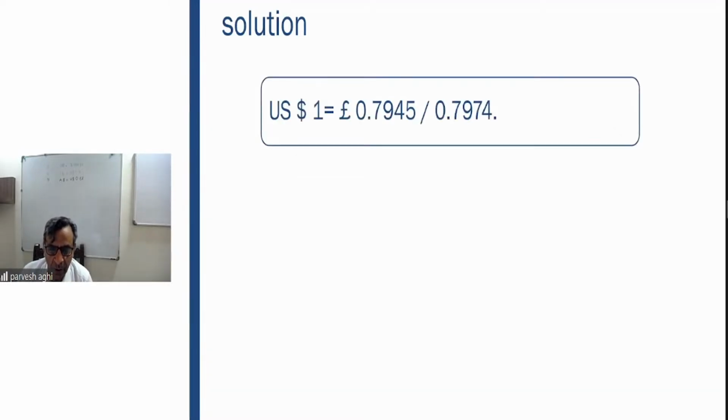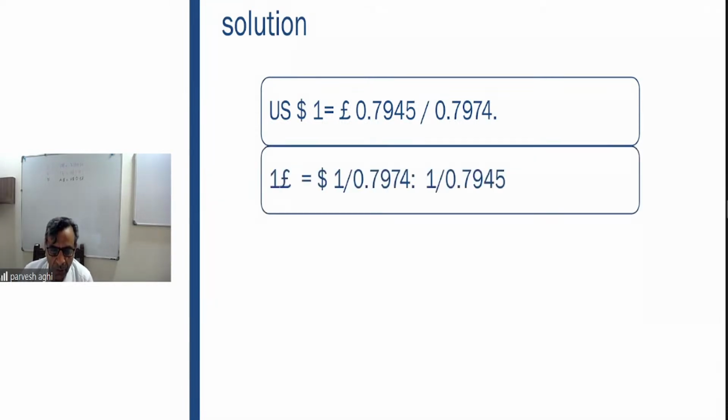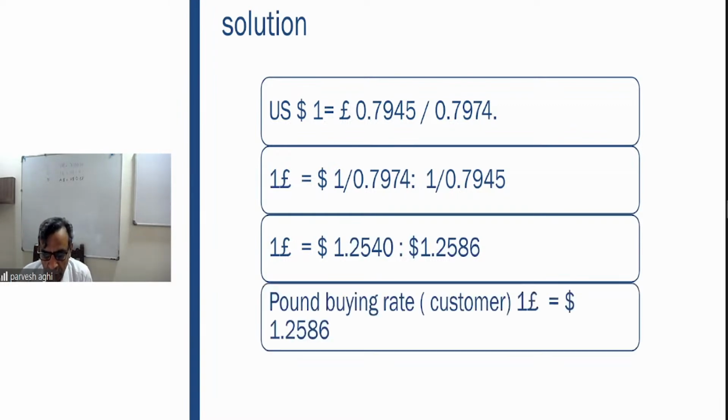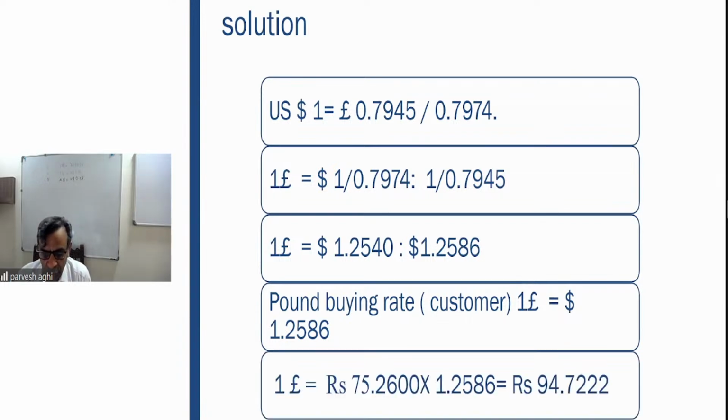Okay, then now I have dollars with me. I need to buy a pound. So I should have a pound rate, but I have got a dollar rate. So I convert the dollar rate into a pound rate. Now I know that my pound is equal to so many dollars. So now the pound buying rate is what? 1.2586. So 1 pound is equal to so many dollars. So now I can just simply multiply the two and get the answer.